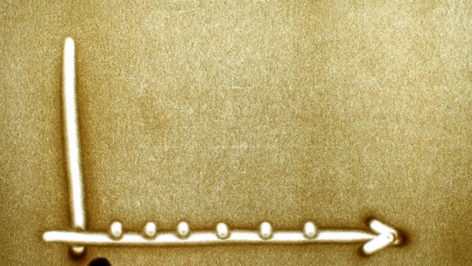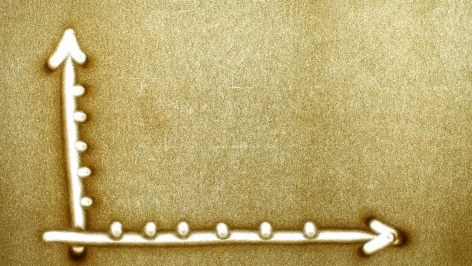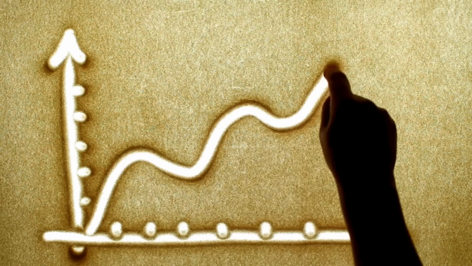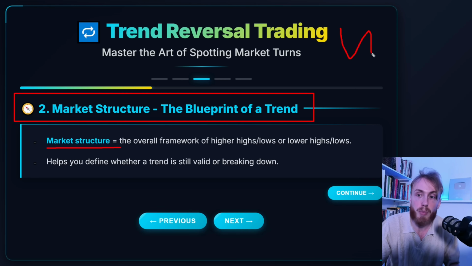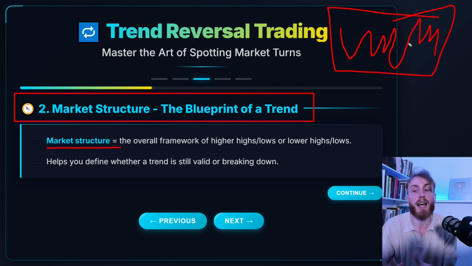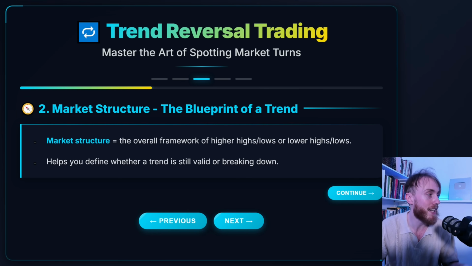If you imagine you are, let's say, using your finger to draw a line in sand, then the price action would be how your hand moves. So is your hand moving fast or slow? While market structure is this whole trace that is in the sand after your hand has been drawing. I hope this makes sense. If it doesn't make sense, don't worry, we will talk more about it.